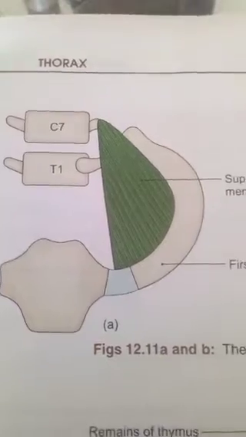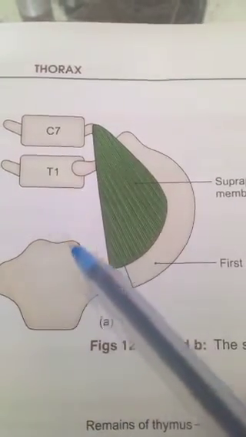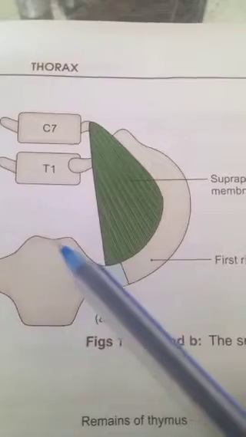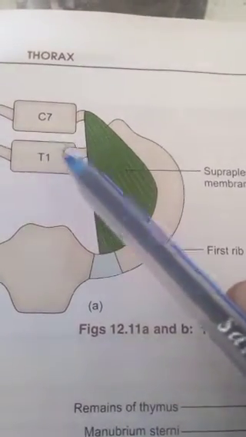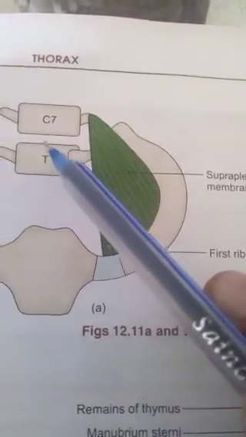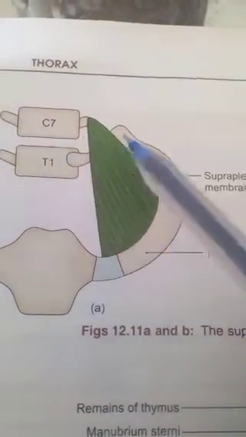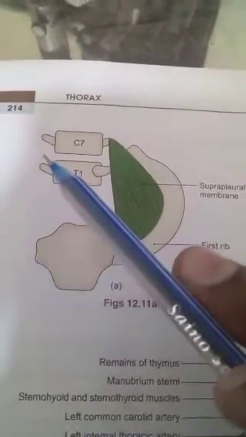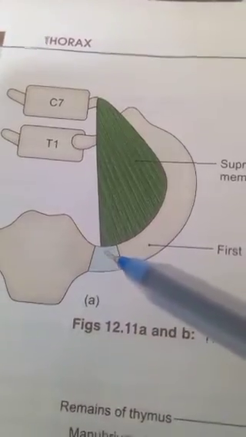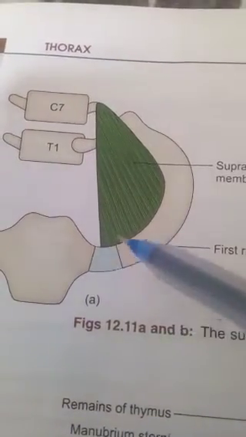The thoracic inlet is bounded anteriorly by the upper border of the manubrium sterni and posteriorly by the superior surface of the body of the first thoracic vertebra. On each side, there is the first rib with its costal cartilage.